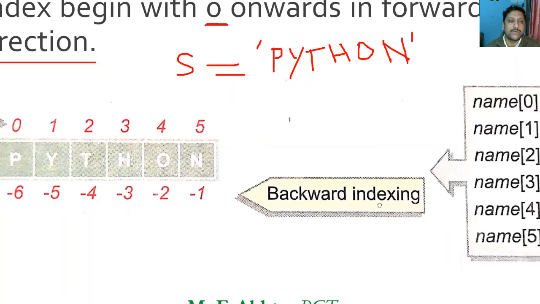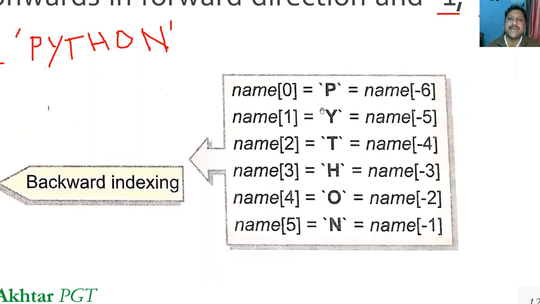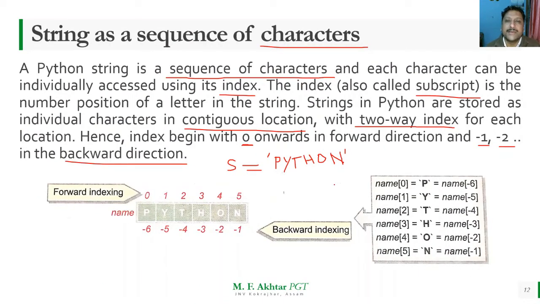This is the backward indexing, and the values can be accessed like this. If we want to access the 0 location value, then we write the name with 0, and it will give you the letter P, the first letter, or you can write the name with -6 and the same letter will be given. Similarly we can do like this. All letters are given some index value, and two index values for each character are given: first is the positive index number, and next is the negative index number.